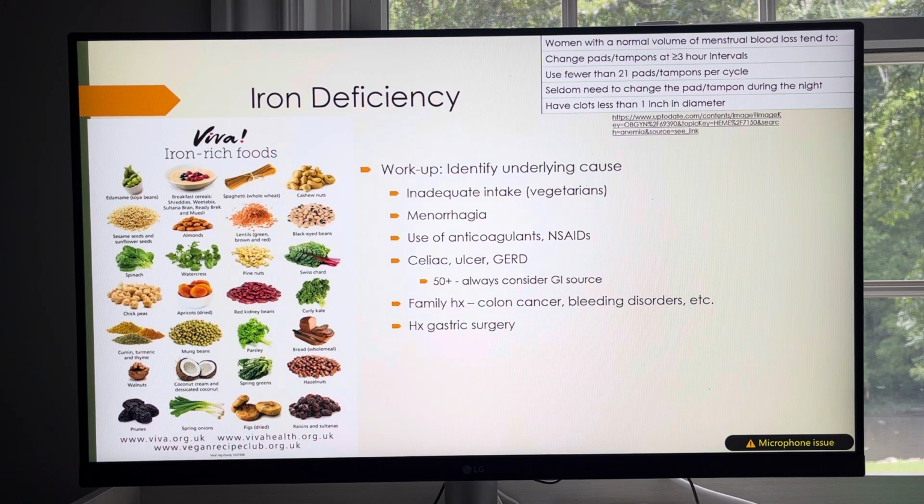There's some providers I've worked with who do a Hemocult card on everybody. You can be 18 and you'll get a Hemocult card. That's fine. There's no risk to a Hemocult card except for getting some poop on your finger. So, I mean, always be thinking, is there an underlying GI bleed?